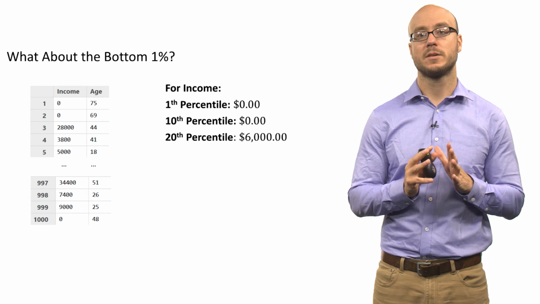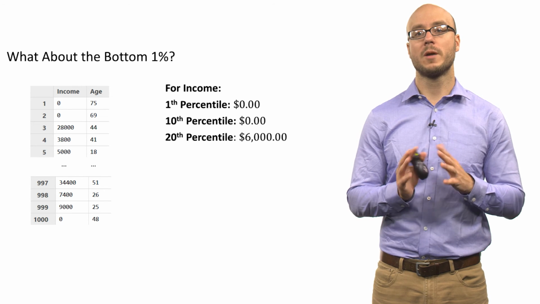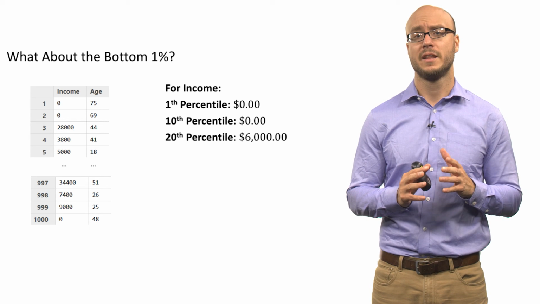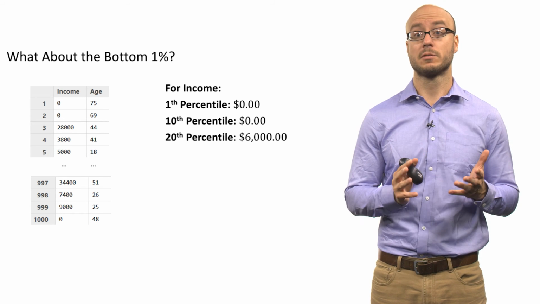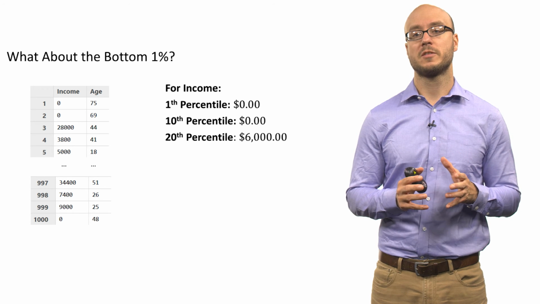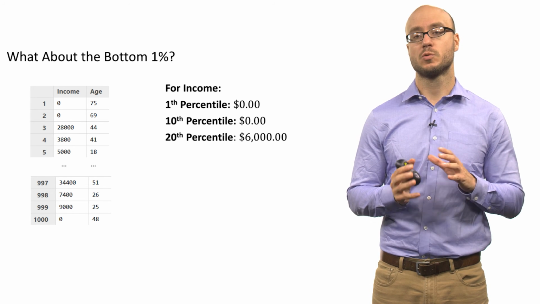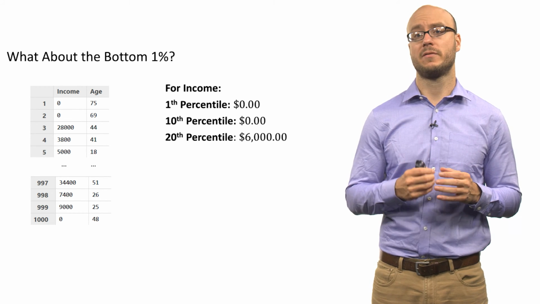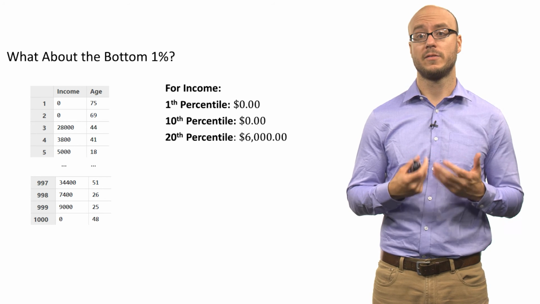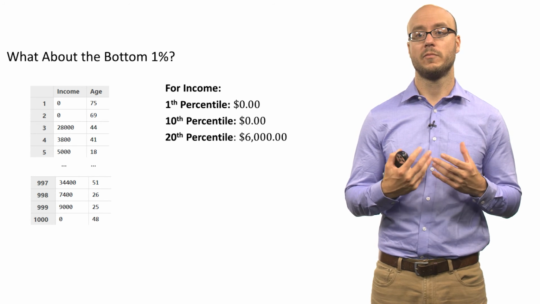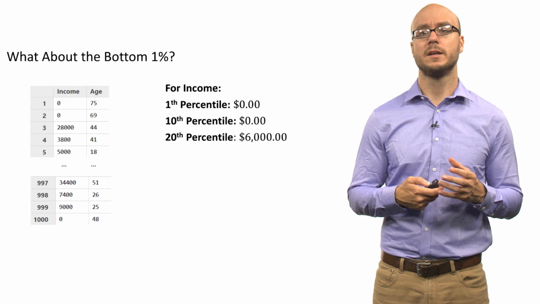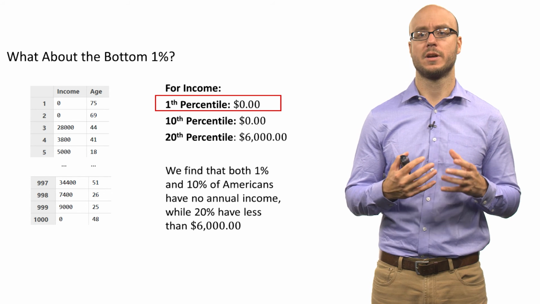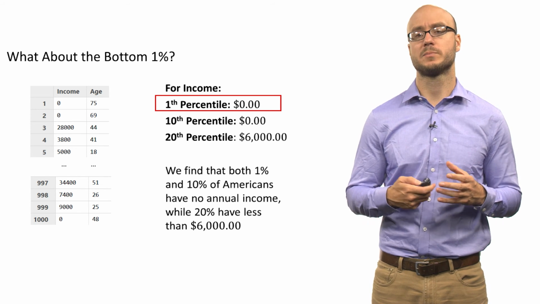So the first percentile, all right, meaning 1% of Americans lie below this value, is simply $0. The 10th percentile is also $0. That means 10% of Americans make $0. Right? If we look at the 20th percentile, it's $6,000. That means 20% of Americans make less than $6,000 each year. That's 1 out of 5 Americans, which is, in my view, a fairly high number, making a pretty low amount of income each year. So we're getting an idea about the distribution of income in the United States by looking at these percentiles.